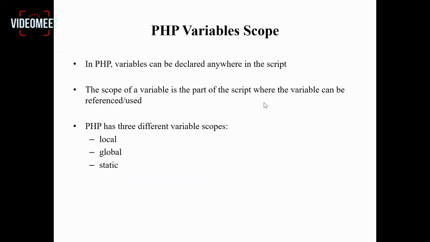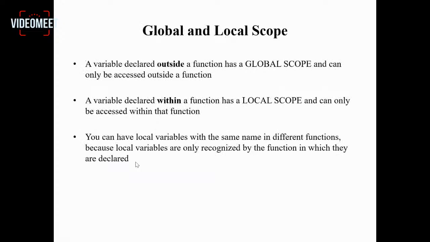So that region is called the scope. PHP has three different variable scopes: local scope, global scope, and static scope. So what is global and what is local scope? A variable declared outside a function.